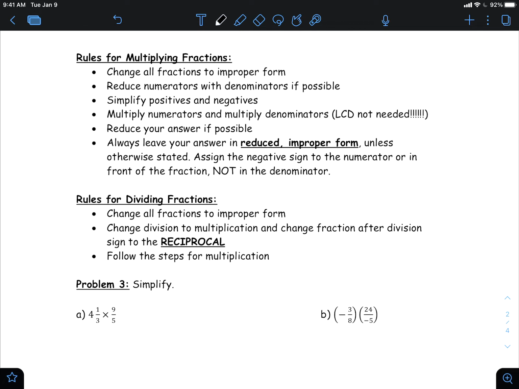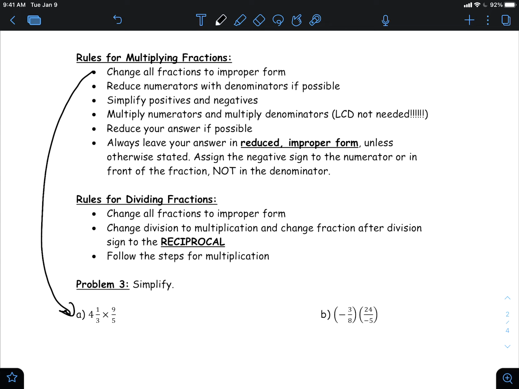So rules for multiplying fractions. Right off the bat, I'll bring your attention to the first one: change all fractions to improper form. You can imagine the reason why that's there. How would you possibly do a question like this? That's a tough one if you didn't switch it from mixed to improper, which is why step 1 is to do that. Reduce numerators with denominators if possible. That just makes the numbers that you're working with a little bit nicer in terms of overall size. Simplify positives and negatives. Multiply numerators and multiply denominators.